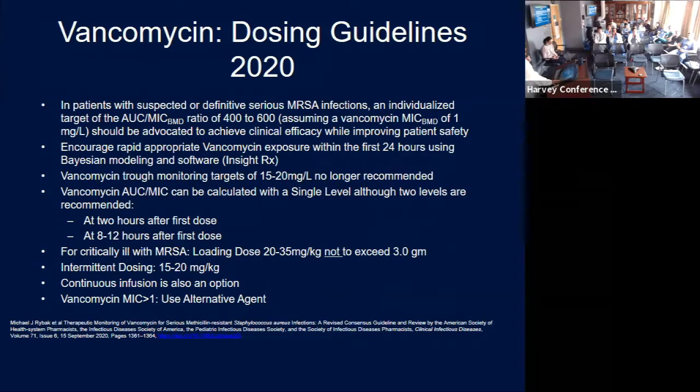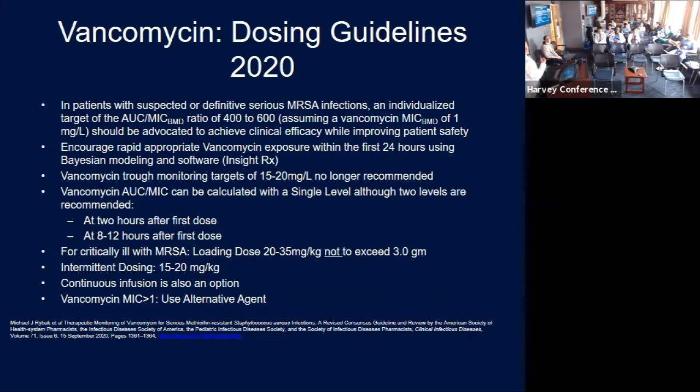which have come out in 2020. And just since May, we have incorporated the guidelines here at Georgetown. This is really based not on trough levels, but on area under the curve over the MIC, what we refer to as the AUC to MIC ratio. And this is well beyond the scope of even an ID doctor's understanding of pharmacology. They've used Bayesian methodology, and based on all this modeling data, they've created these very nice pharmacologic software packages that Georgetown and MedStar have purchased. The one that we use here is referred to as InsightRx.